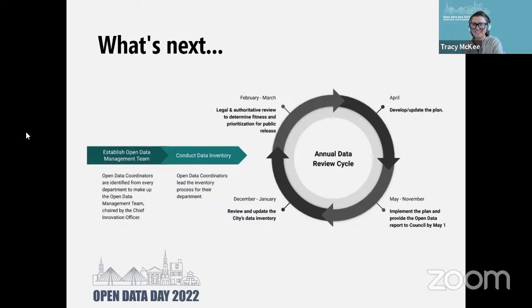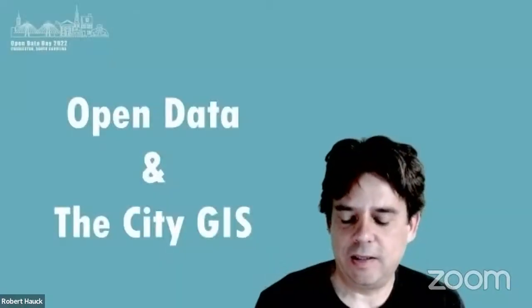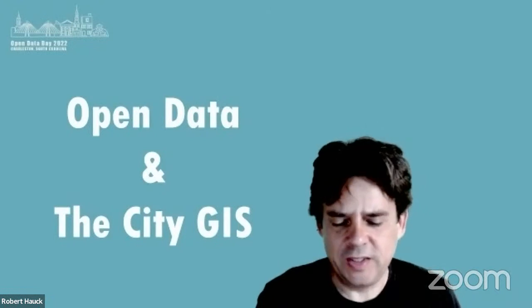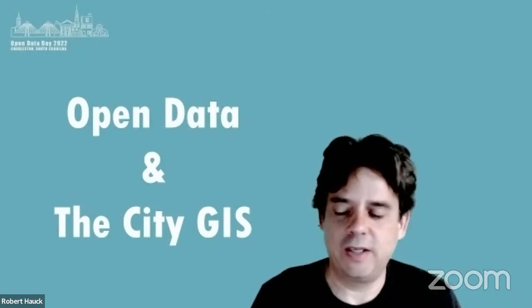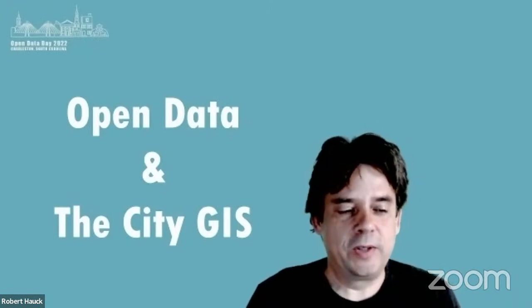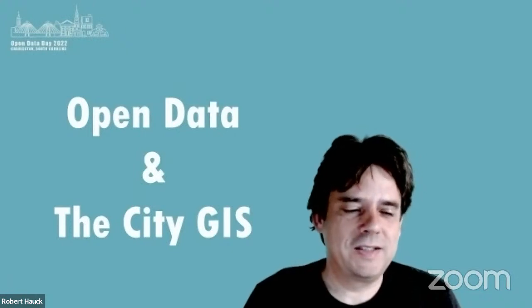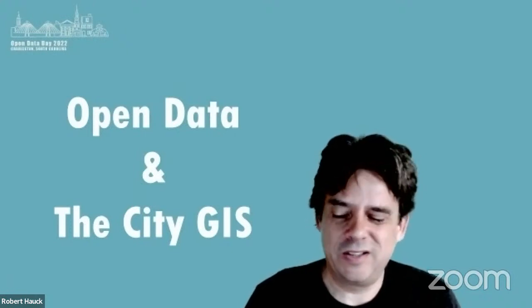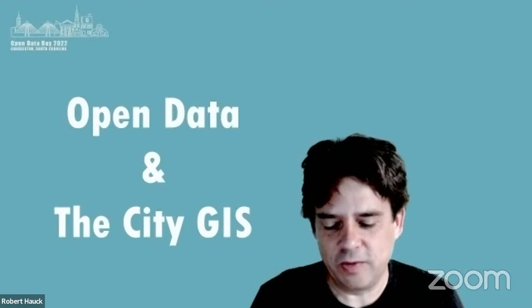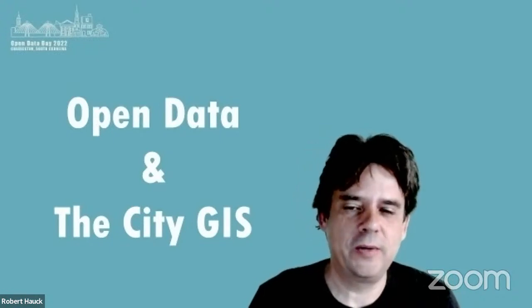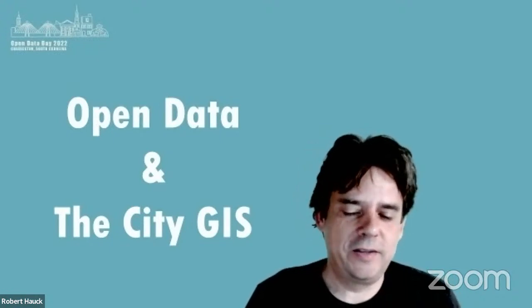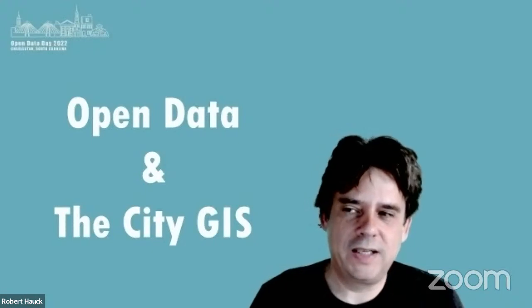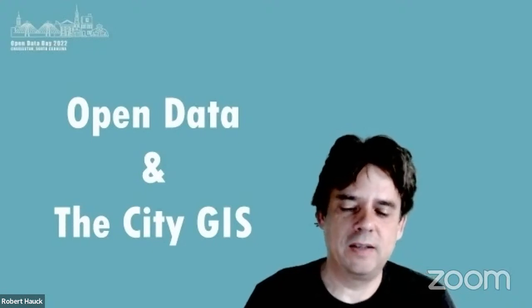Thanks, Tracy. Yep, my name's Robert Hauk. I'm the director of GIS. We're a division within the IT department. And I'm here because a lot of the city's data that you interact with, you interact with through GIS. So I'm going to give a brief overview of what GIS is, and then specifically talk about some of our data, where we get it from, and how we keep it up to date, to give you a background of what goes on behind some of the apps that are going to be highlighted later.